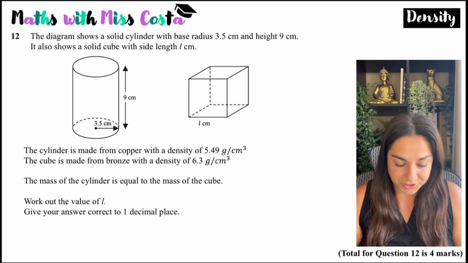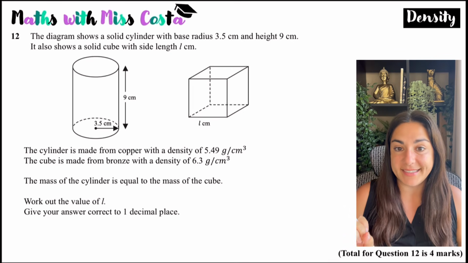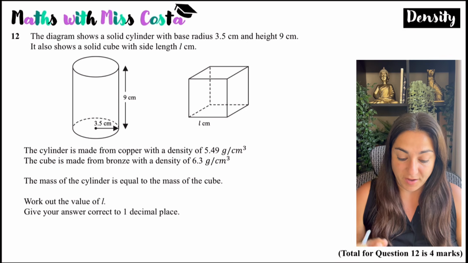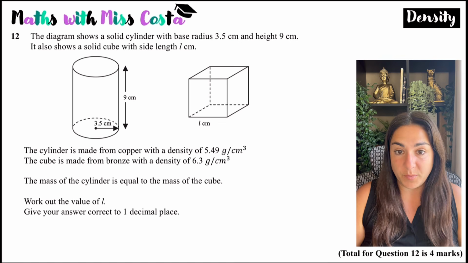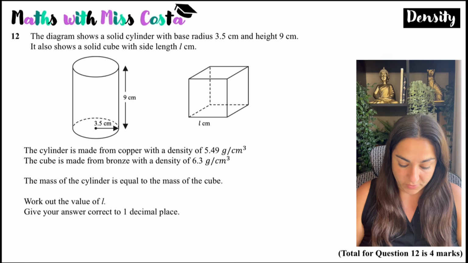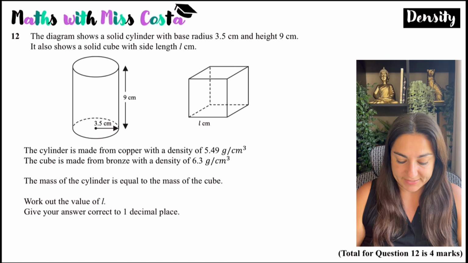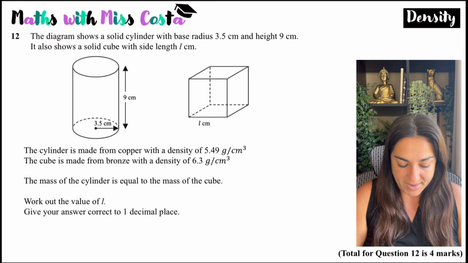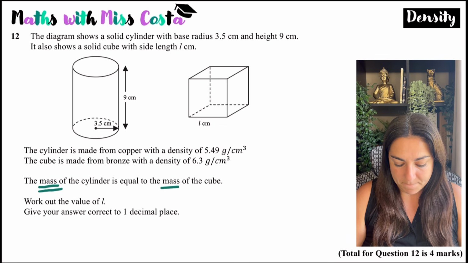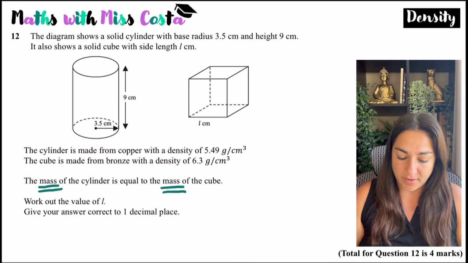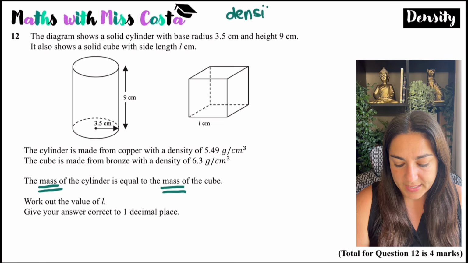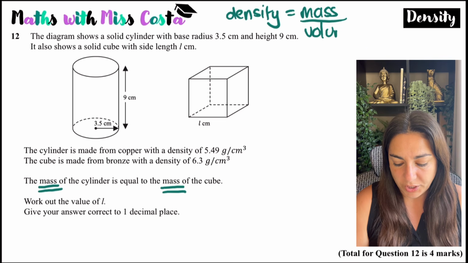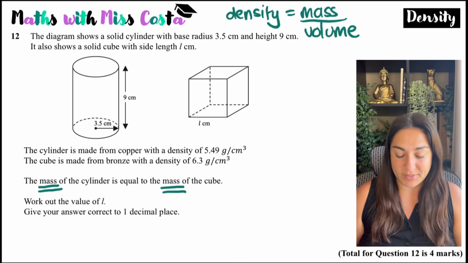Okay, so here I've got a question that tells me that I have a solid cylinder with a base radius of 3.5 and a height of 9 and a solid cube. Now the cylinder is made from copper with a density of 5.49 and the cube is made from bronze with a density of 6.3. I'm told that the mass of the cylinder is equal to the mass of the cube. So I know that I'm going to be working with density here. The formula for density, which you should know, is density is mass over volume. Because I'm working with volume, mass and density, I know that it's going to be a question linked to this.